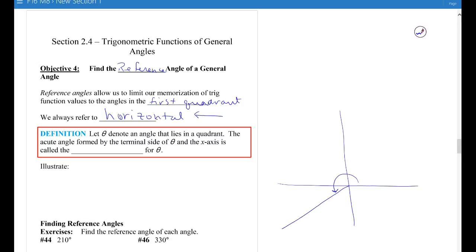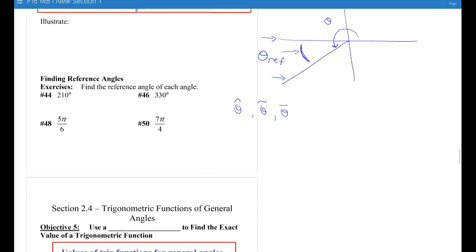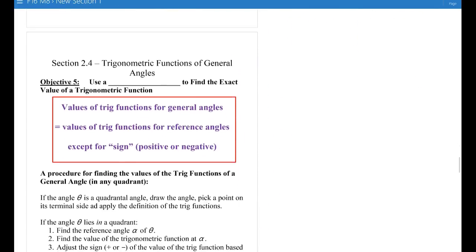So if we let theta be an angle that lies in a quadrant, so here's theta, an angle that lies in a quadrant, the acute angle formed by the terminal side of theta and the x-axis is called the reference angle for theta. So some people write theta sub ref for theta reference. Some books use different notations like theta hat or theta tilde or theta bar to say this is the reference angle that connects to this theta. So we'll work on these exercises together in class.